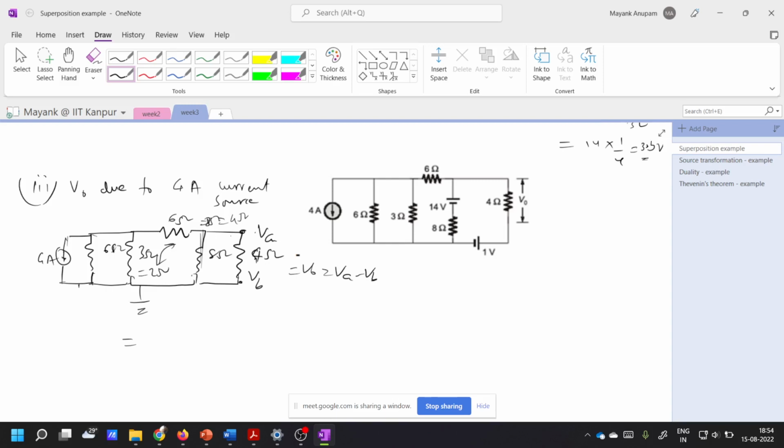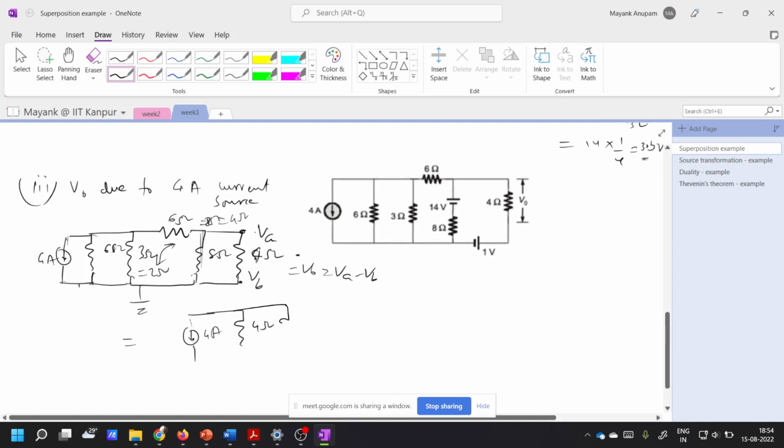So then again, how will the circuit look? It became very complicated. So this is the 4 ampere source, then there is a 4 ohm here, then there is again a 4 ohm here, right? Now you want to find this voltage V naught. So now what should you do? Till now you were very right and very good. Now we are at the final stage. It is very easy now. Tell me what should I do now?